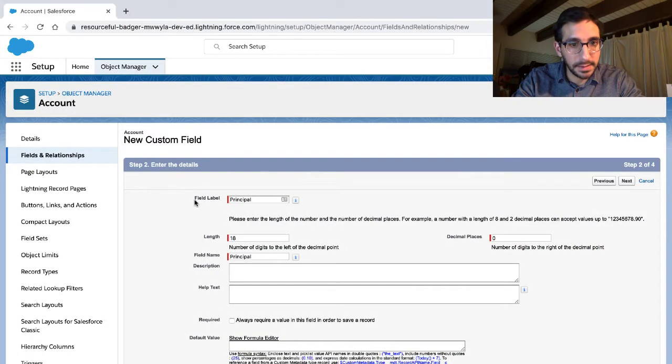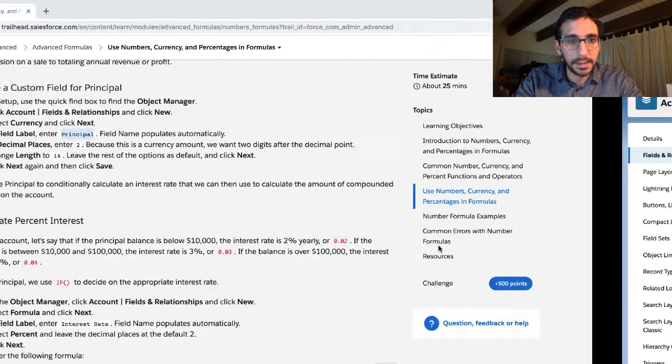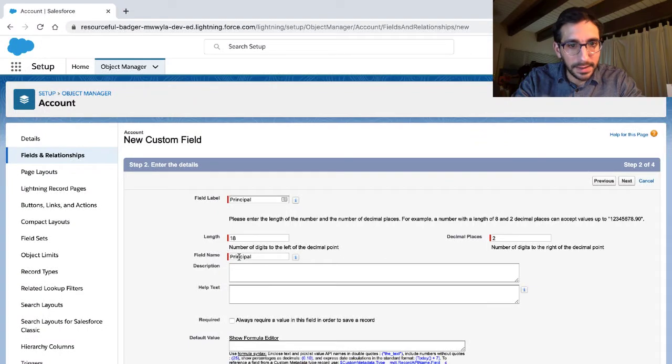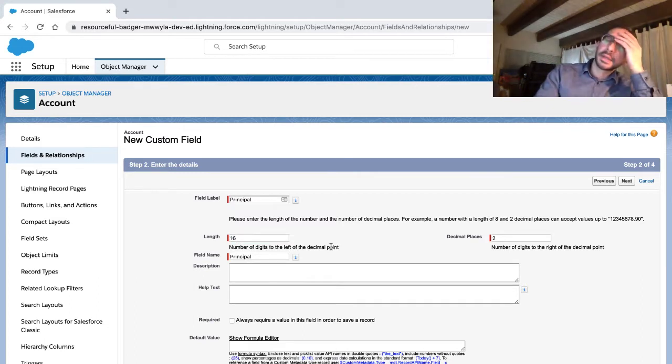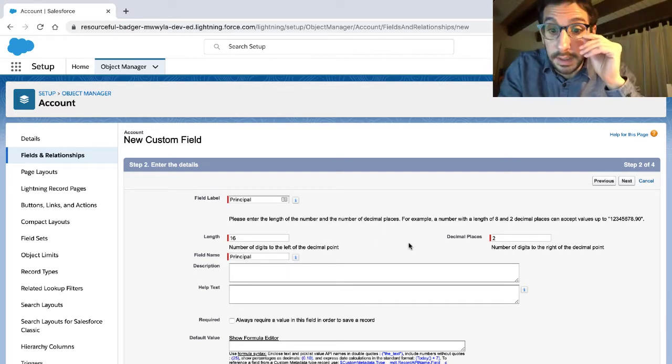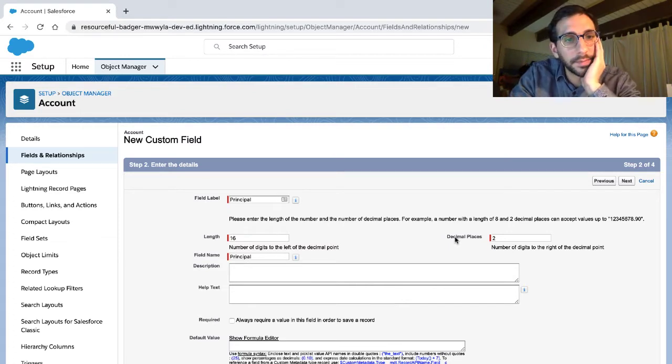Change length to 16. Oh, in decimal places, do 2. Okay. And length, do 16. Aha, I'm so smart, because doesn't length mean the number of digits to the left? Right. Okay, so length is always the number of digits to the left of the decimal. And decimal places is the number of digits to the right.